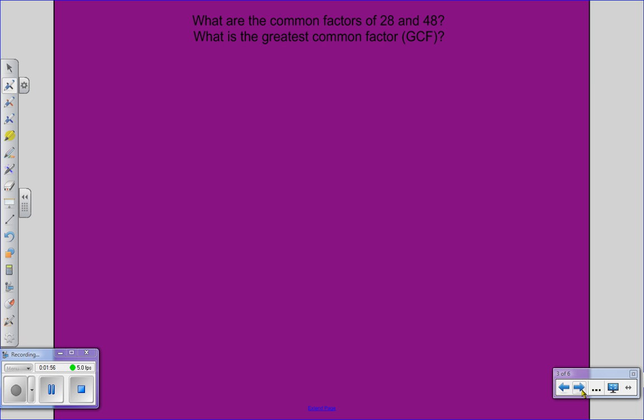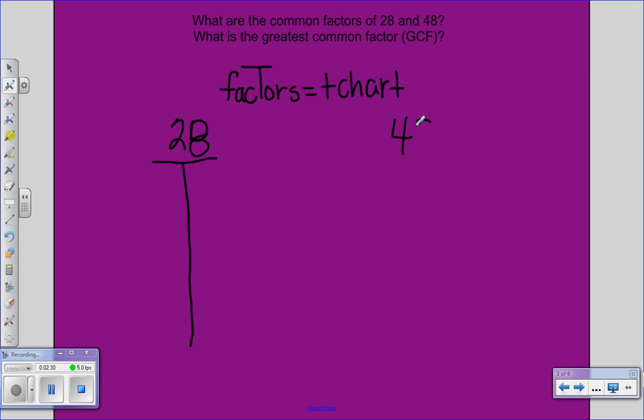Alright, the next thing you need to know are your common factors of 28 and 48. Your think bubble for this is going to be factors equals t-chart. So your factors equals your t-chart. So you're going to come down here and you're going to do a t-chart for 28. And you're going to come over here and do your t-chart for 48.